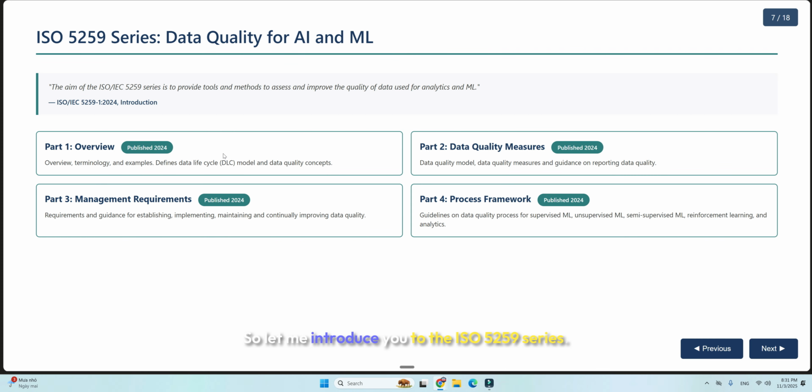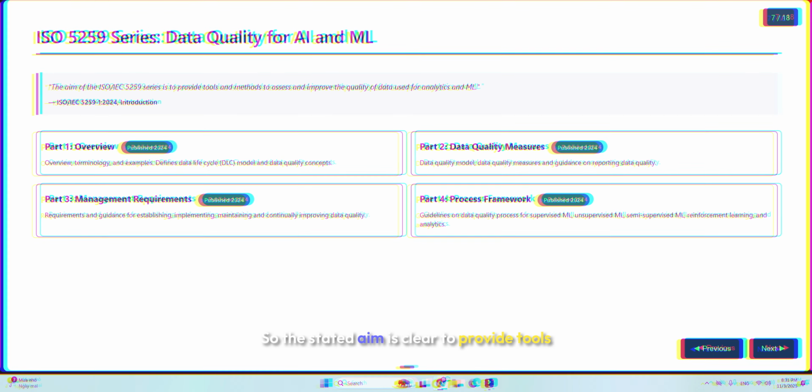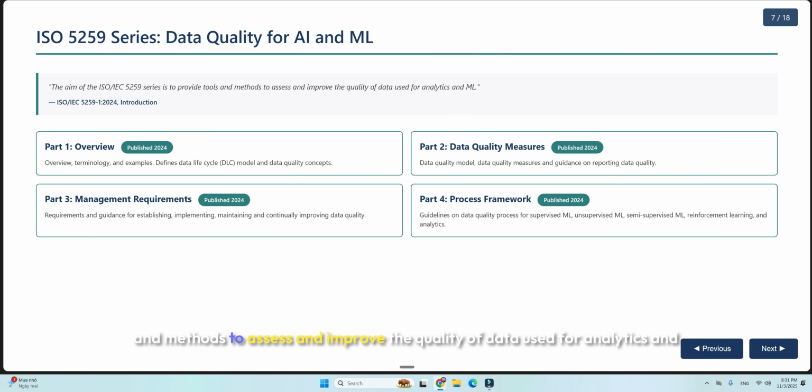So let me introduce you to the ISO 5259 series. This is a family of 6 standards, 4 currently published and 2 under development. The stated aim is clear: to provide tools and methods to assess and improve the quality of data used for analytics and machine learning.